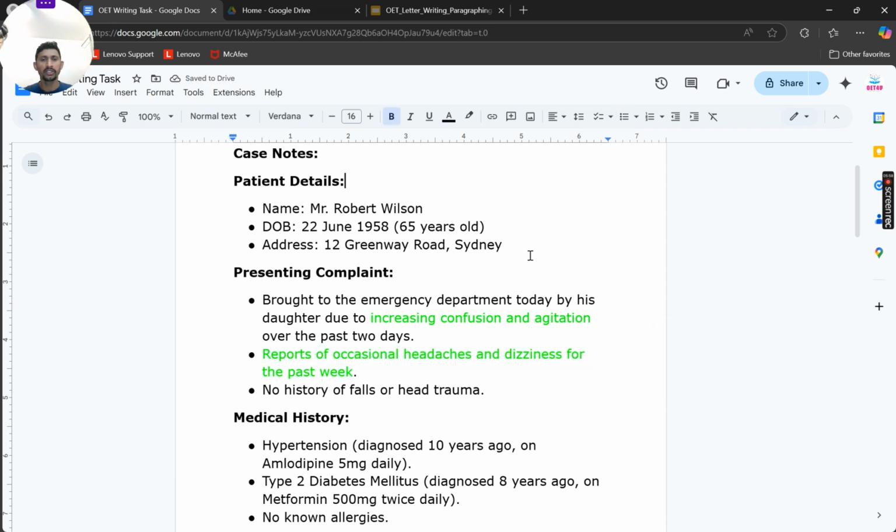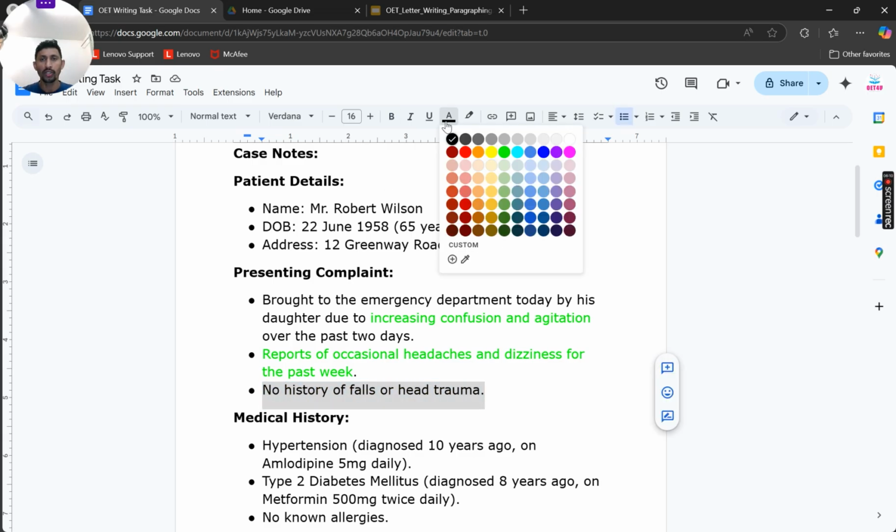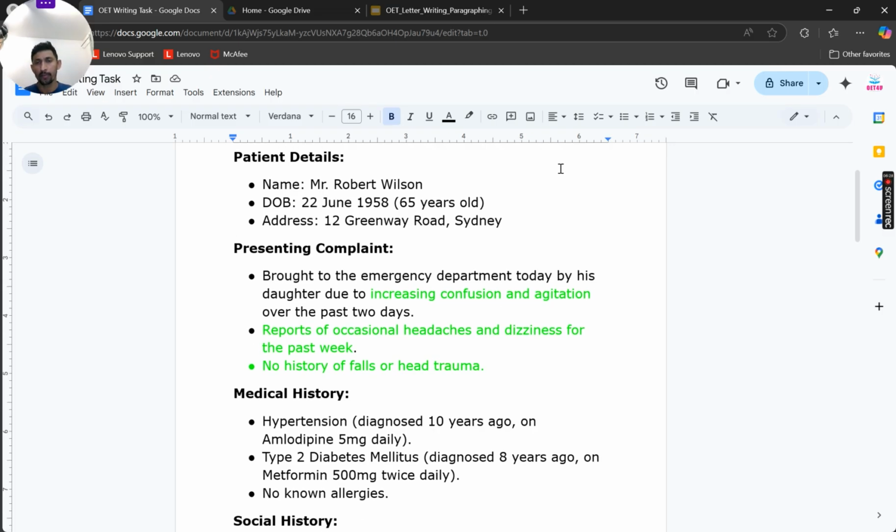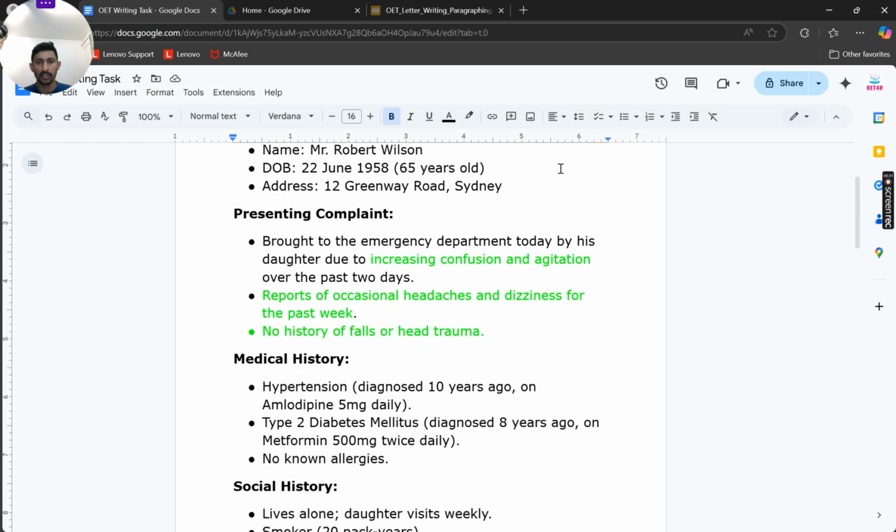Again, no history of falls or head trauma. Some neurologists will ask whether there have been any falls for this patient recently, so we can put it as relevant or semi-relevant according to whom you are writing. Here we are writing to a neurologist, so you can put that into the relevant case notes. So we mark it in green. Again, moving forward, medical history.